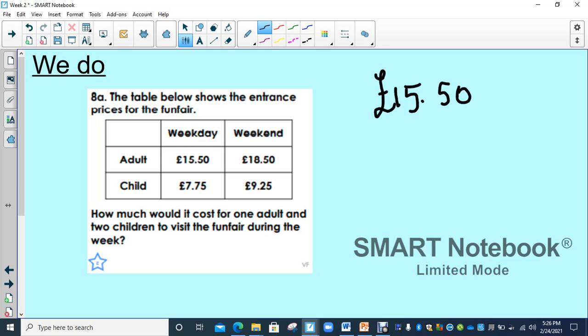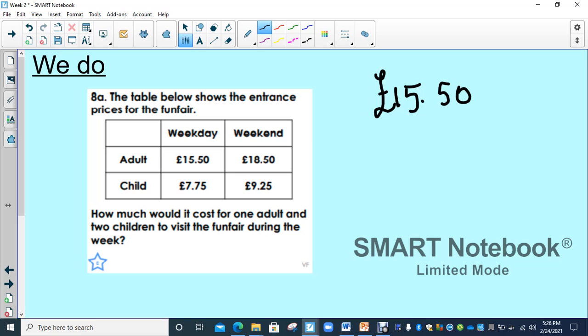And I've got 2 children with me. So I need to do, you can either work out £7.75 times by 2. You could add £7.75 together. It's completely up to you. You might even be able to work this out in your head.